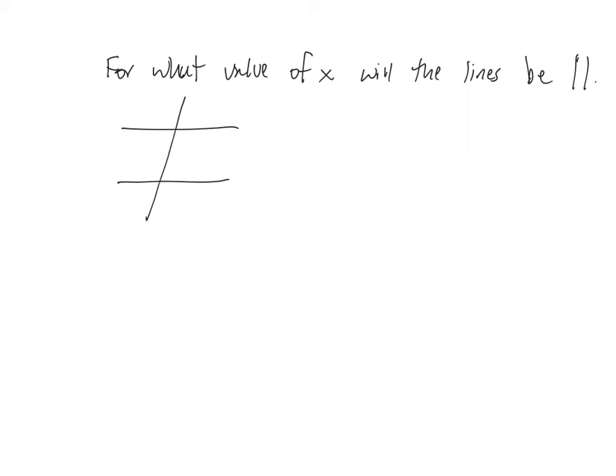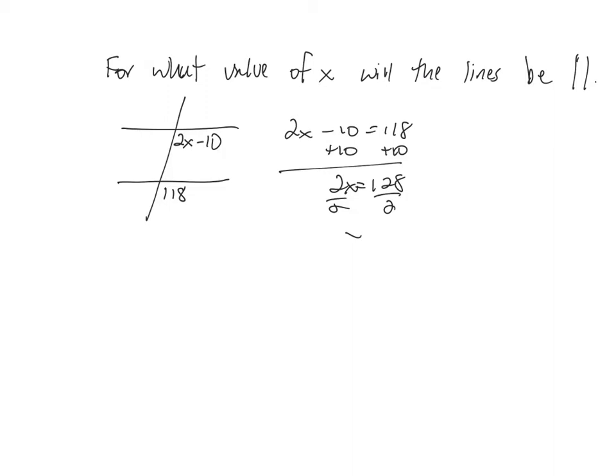So if you had 2x minus 10 there, and you had 118 there, you'd say, oh, those are corresponding angles. They're both on the bottom right hand side. And so if I did 2x minus 10 equals 118, and then divide by 2. Okay, well, if x is 64, then the lines would be parallel. Okay, you do them the same way.